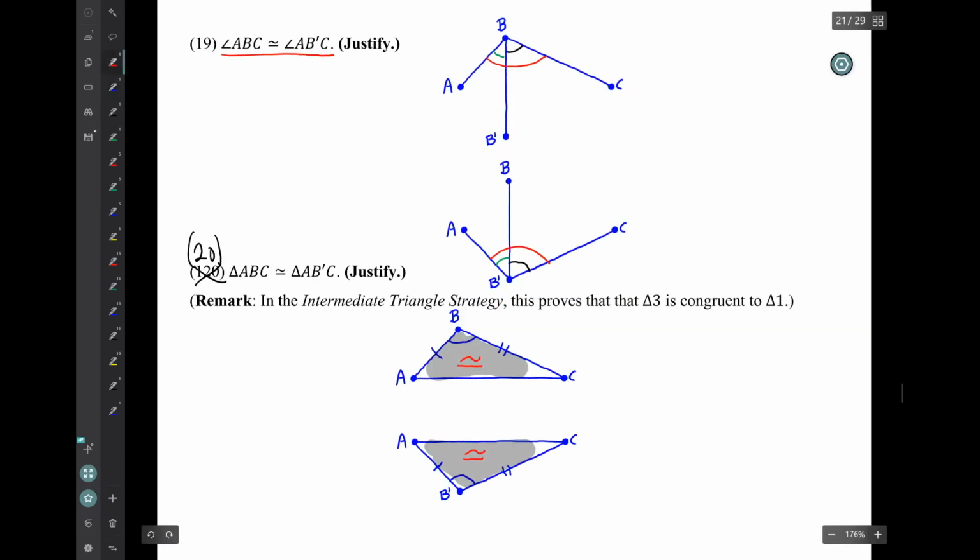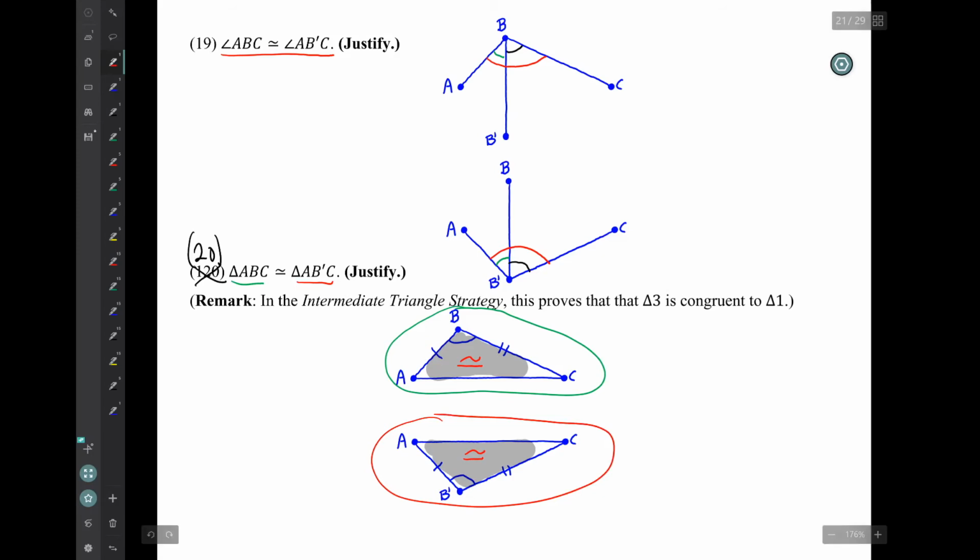Statement 19 says that angle ABC is congruent to angle AB prime C. So these angles that are marked in red are congruent. You'll justify that those are congruent in your homework. Statement 20 says that triangle ABC is congruent to triangle AB prime C. So this triangle here is congruent to this triangle here. Now in terms of the intermediate triangle strategy, we've proven now that triangle 3 is congruent to triangle 1.